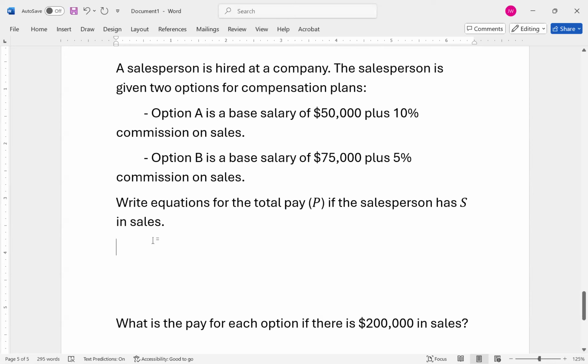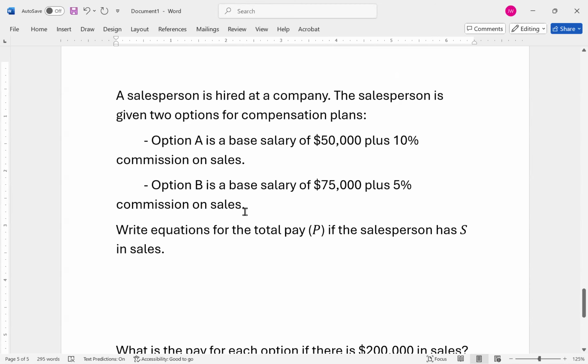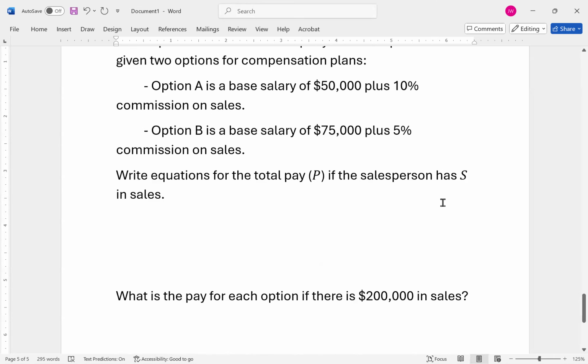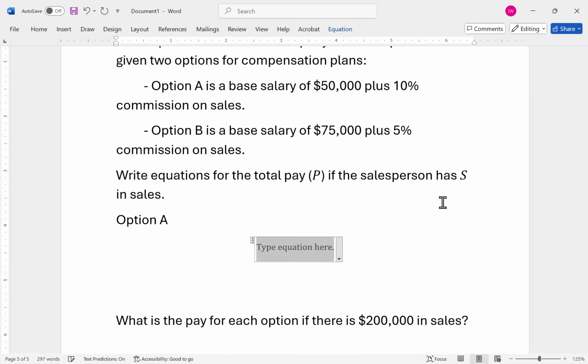All right. In this one, the two equations are pretty straightforward because the salary is going to be a fixed 50,000 plus 10% of sales on option A. On option B, it's going to be a fixed 75,000 plus 5% on sales. So let's do this for option A. The total pay is going to be just what it sounds like, 50,000 plus 10% of sales. Be careful when you do 10% of sales. I know we've dealt with percentages before. 10% is 0.10 times S. So 10% of sales is 0.10 times S.